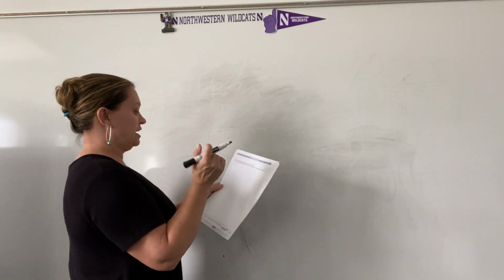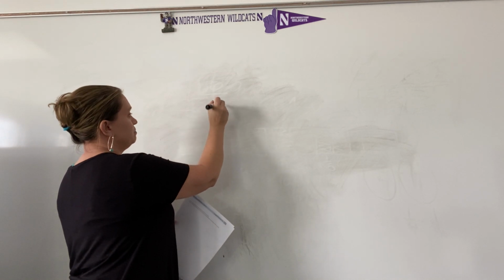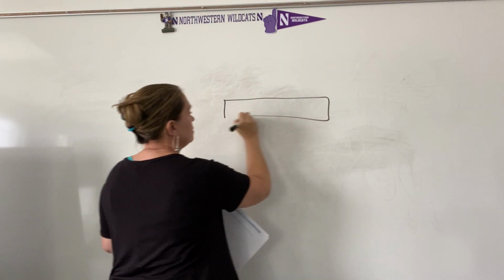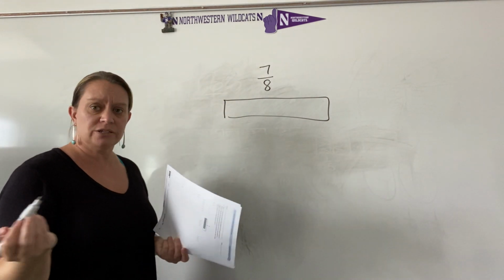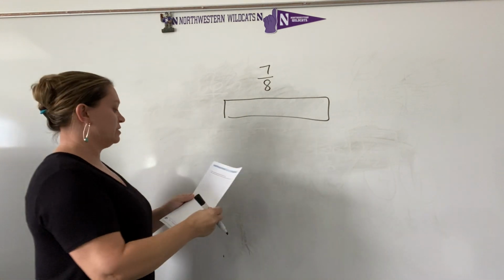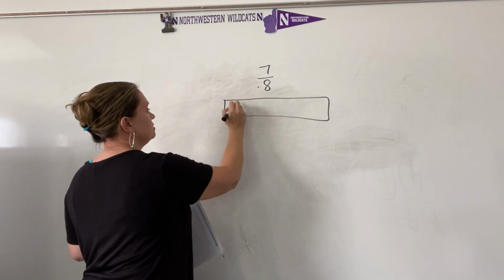So I'm going to look at 7/8. I'm going to draw my tape diagram. 7/8. How many sections do I need to divide it into? Okay. I need to divide it into 8.